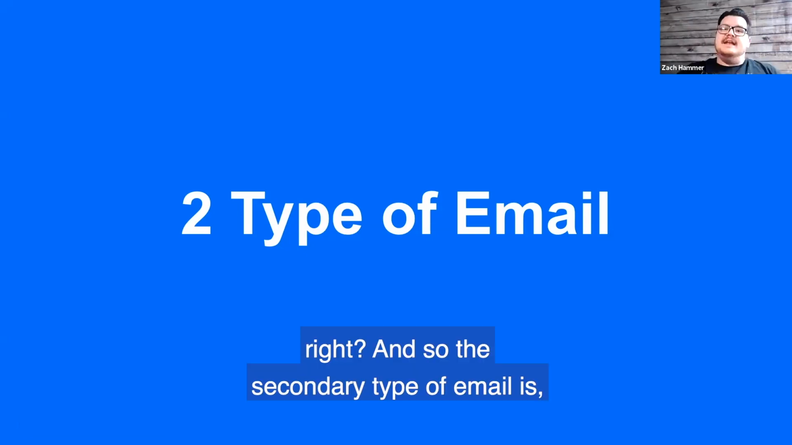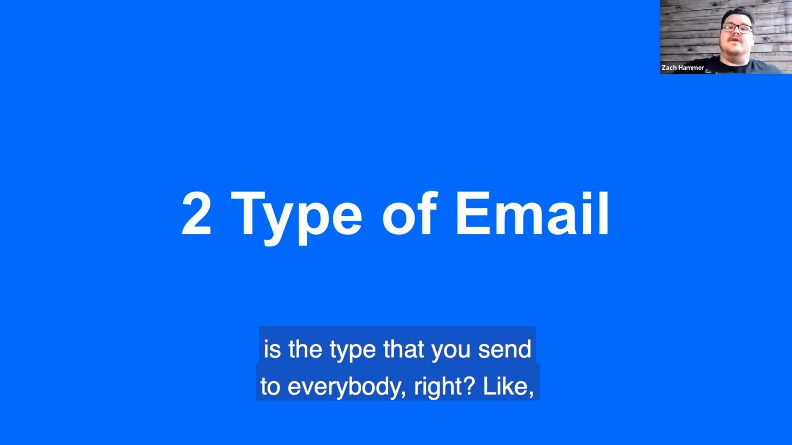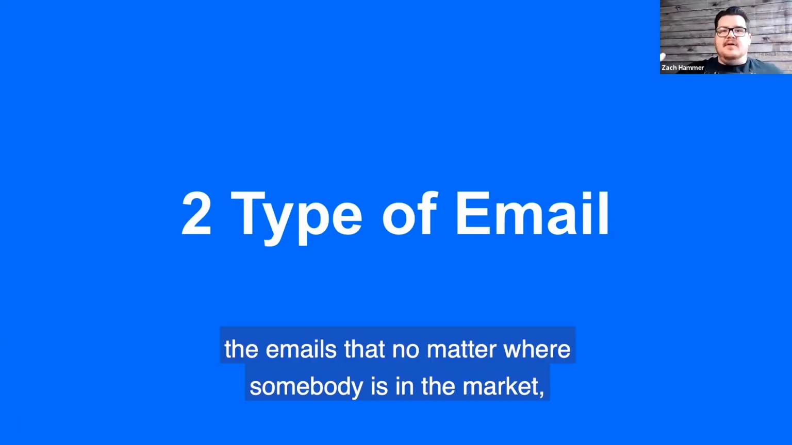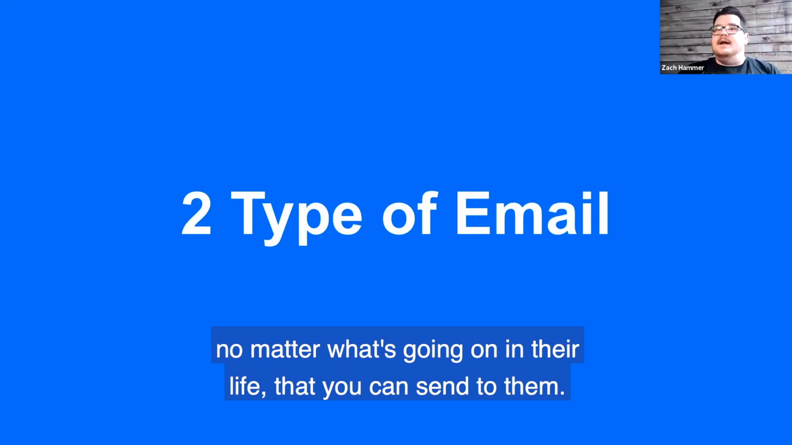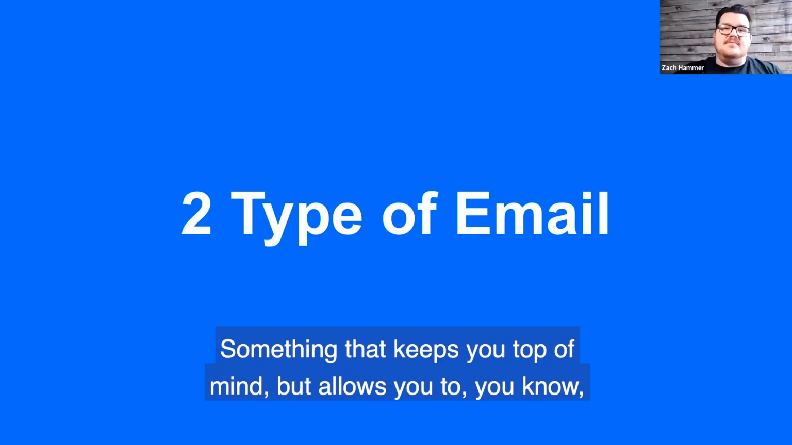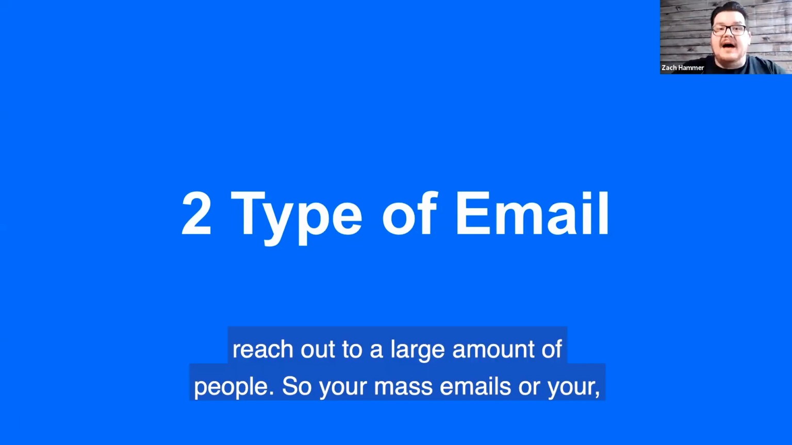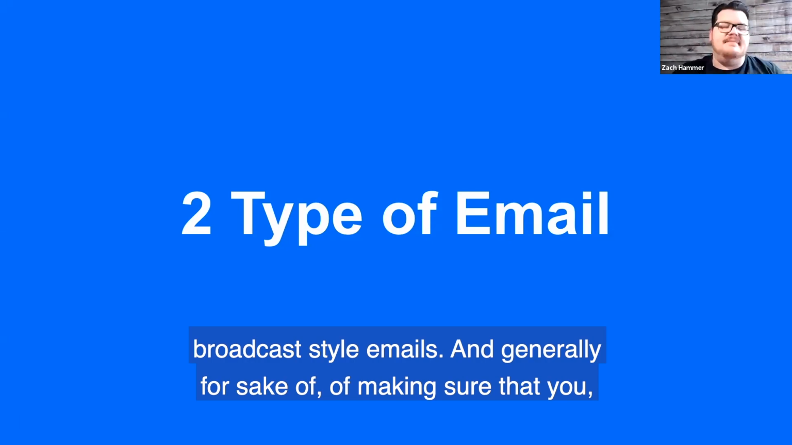And so the secondary type of email is the type that you send to everybody, right? The emails where, no matter where somebody is in the market, no matter what's going on in their life, you can send them something that keeps you top of mind, but allows you to reach out to a large number of people. So your mass emails, or your broadcast style emails.